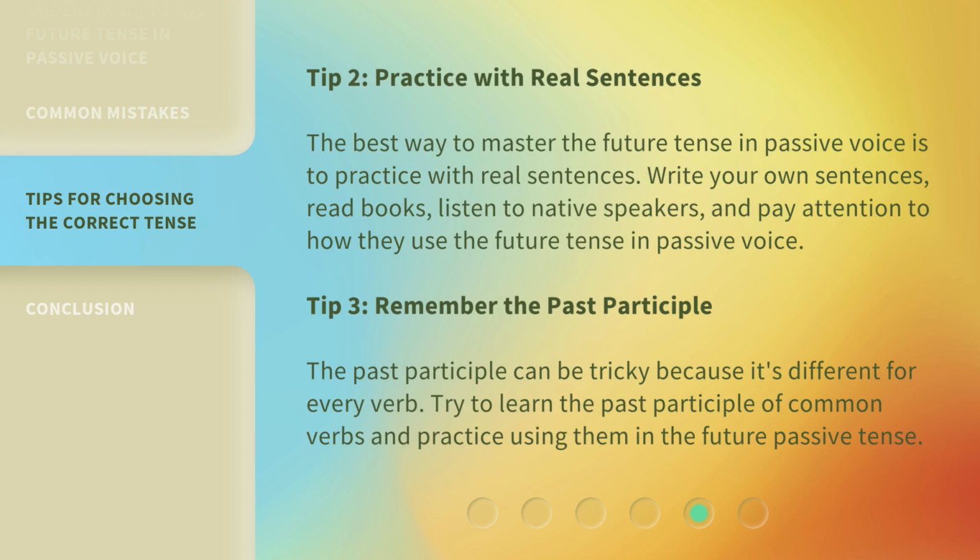Tip 2. Practice with real sentences. The best way to master the future tense in passive voice is to practice with real sentences. Write your own sentences, read books, listen to native speakers, and pay attention to how they use the future tense in passive voice.